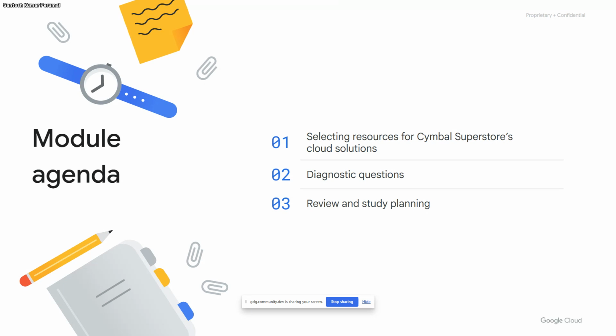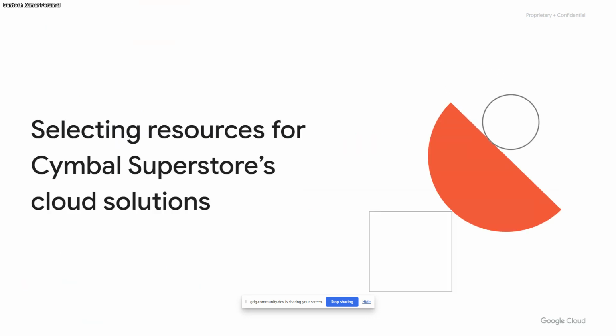So we're going to look at what they actually need in terms of compute or storage, and see how best we can select a particular option for the particular requirement. As I mentioned, we are going to see this as diagnostic questions with options, and we are also going to review them and see some study plans. So that's what we are going to see today. Let's quickly jump to the next slide: selecting resources for Symbol Superstore's cloud solutions.